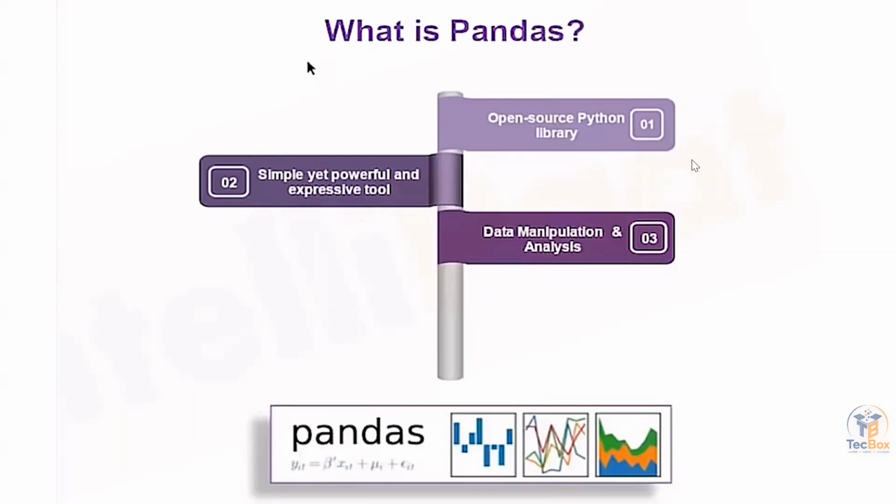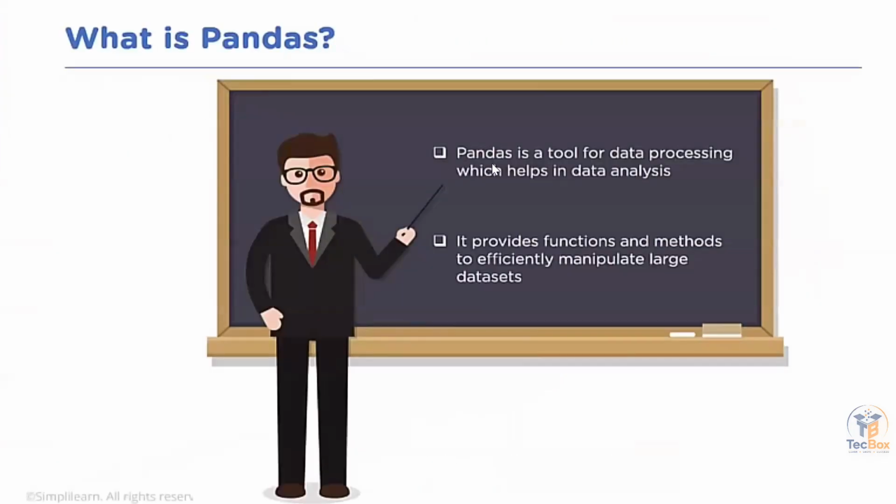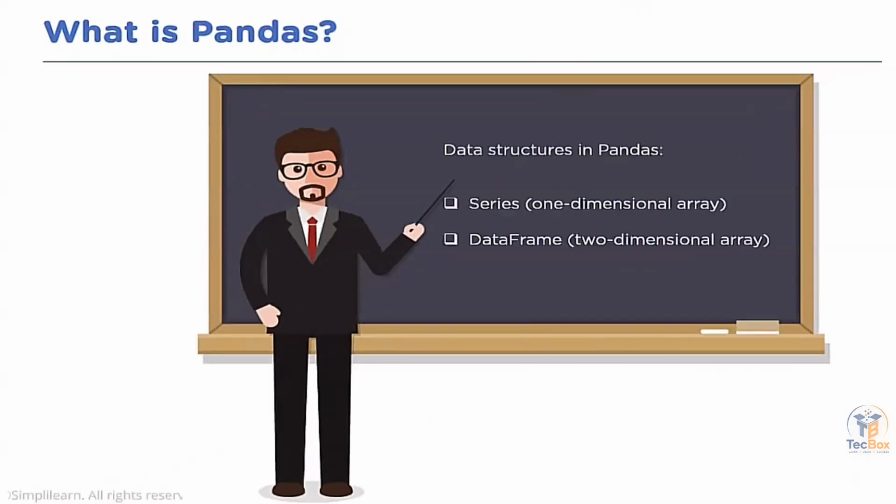Fine. So a quick and friendly review of what we had seen in the last session. We had discussed Pandas. Pandas is an open source Python library used for data manipulation and analysis, and Wes McKinney is the creator of Pandas. We use pandas for data processing that helps in data analysis, and we can also effectively manipulate large data sets using pandas.